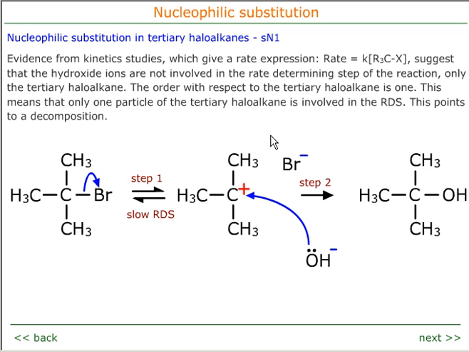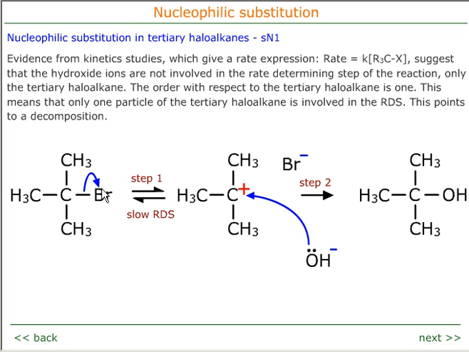Now with tertiary haloalkanes, the rate expression is given by rate is equal to k times the tertiary haloalkane. This suggests that there's no nucleophile involved in the slowest step. Well, the only way this could be possible is if the haloalkane itself is dissociating. And so this is postulated as the slowest step.